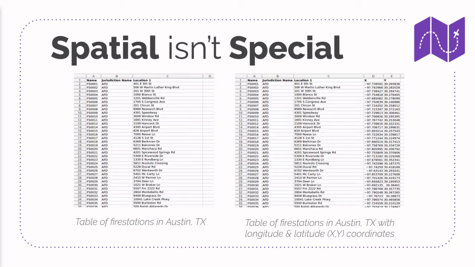So you're probably familiar with data that looks something like this. You've probably opened this kind of data set in a spreadsheet or something similar. It's basically just tabular data. Now on the right side, I have a table of the same data showing fire stations in Austin, but here I've added two columns which contain longitude and latitude values as x and y coordinates. And that's really the only difference between these two data sets, but it's a really important difference because those two columns make the data set on the right spatial.